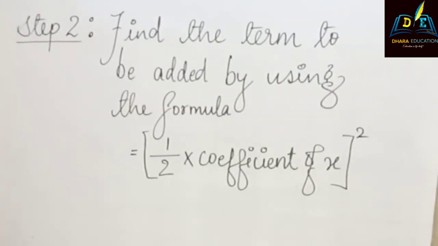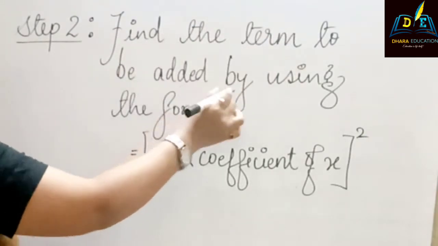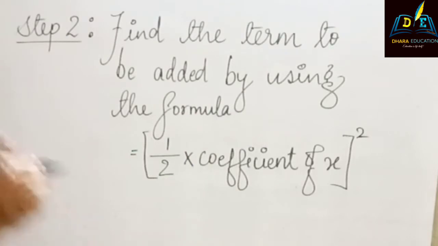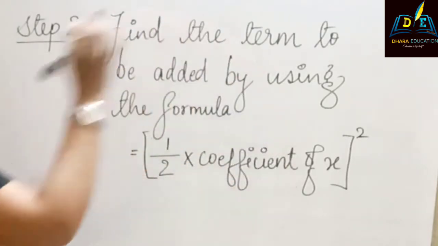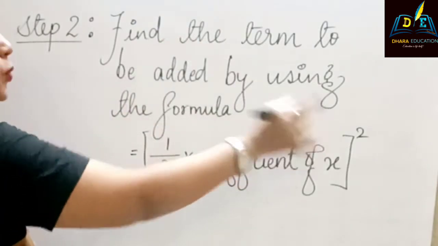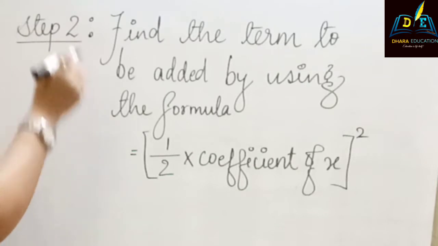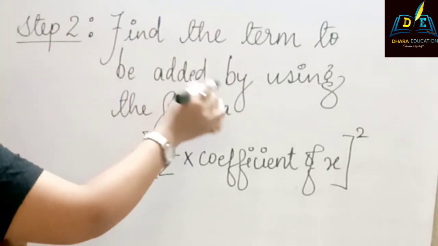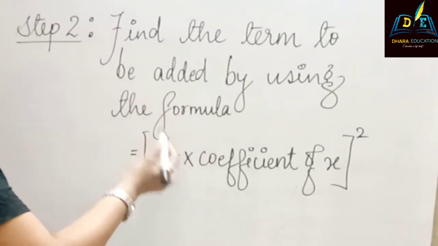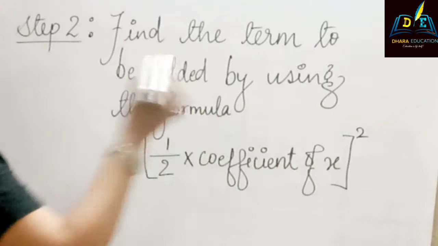The very next step is to find the term to be added by using the formula, and the formula would be 1 upon 2 multiplied by the coefficient of x, the whole square. And I repeat once again, the second step is to find the term to be added by using the formula 1 upon 2 multiplied by the coefficient of x, the whole square.